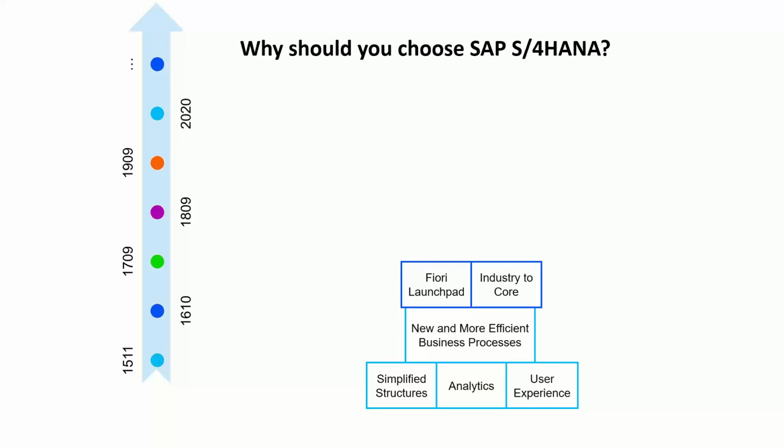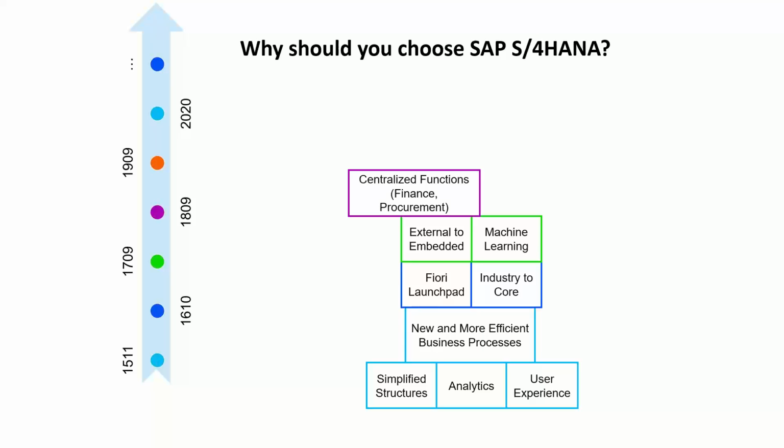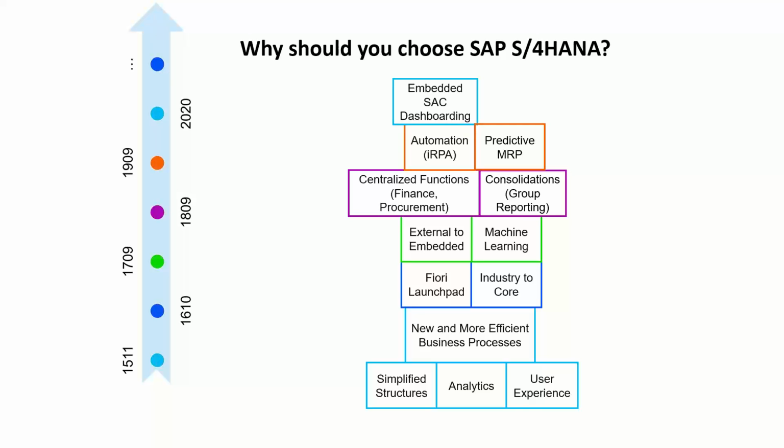16.10, the launch of the Fiori Launchpad, industry to core becoming more and more pervasive throughout the S4HANA solutions. External to embedded, not having that complex infrastructure, but having everything in the core. Incorporating machine learning capabilities within the core. Centralizing some functions for customers that have more complex infrastructures. Consolidating now in the core instead of going to Hyperion or going to BPC. And then automation stepping up its game a little bit across all lines of business, including predictive MRP. And then finally, the embedded SAC Analytics Cloud dashboarding capability that you have in 2020, and this new situation handling capability that we see. So these are just the highlights, right?